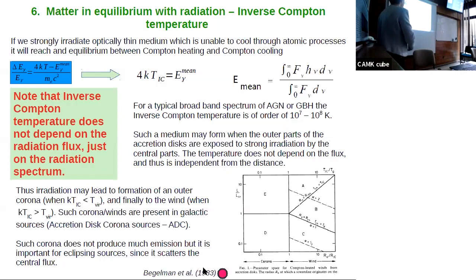And as Begelman noticed already in 1983, this can lead to the formation of an outer corona. What is more, you should check whether your inverse Compton temperature is smaller or larger than the virial temperature. If the inverse Compton temperature is smaller than the virial temperature, then the plasma is gravitationally bound to the system and you have a kind of corona standing on top of the disk. On the other hand, if you go to still higher distance, the temperature is the same, but the virial temperature goes down as 1 over R. So finally, you have a medium which is not gravitationally bound, and you develop an inverse Compton wind.